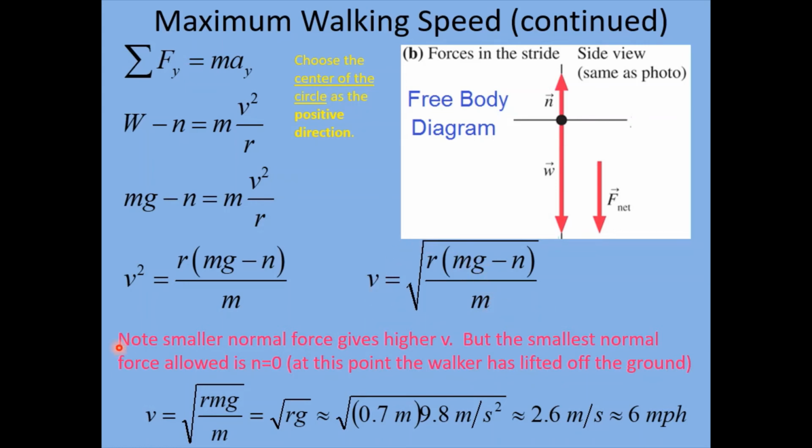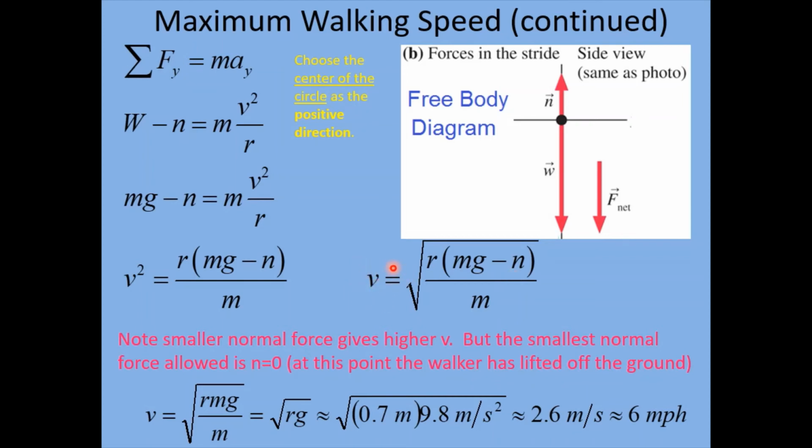Now, what do we do with this result? We see in this equation that when the normal force becomes smaller, we get a larger walking speed, because we're subtracting it here. If we take away a smaller number, that's going to make the walking speed larger. So to walk the fastest possible, we need N, the normal force, to be as small as possible. The smallest normal force allowed, of course, is 0. At that point, the walker has lifted off the ground. So once N disappears, we're at the transition between walking and running.